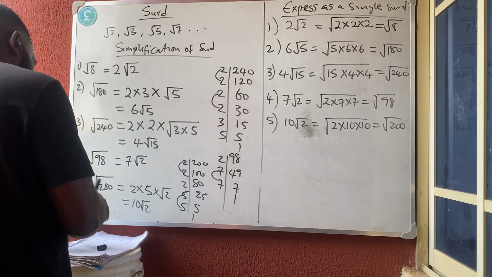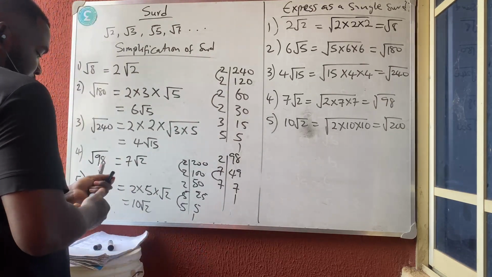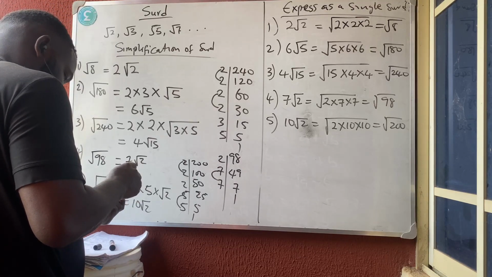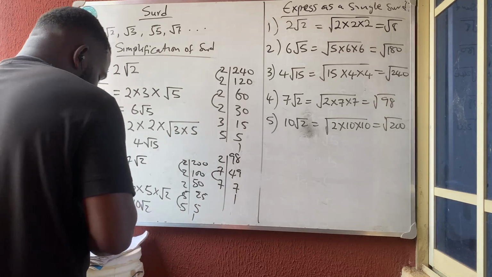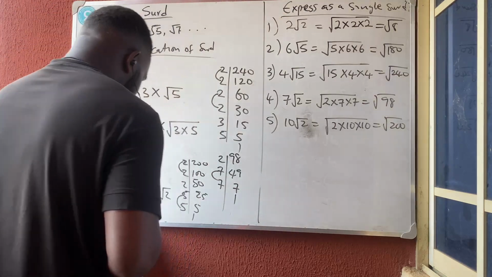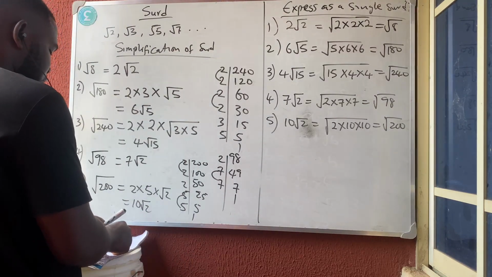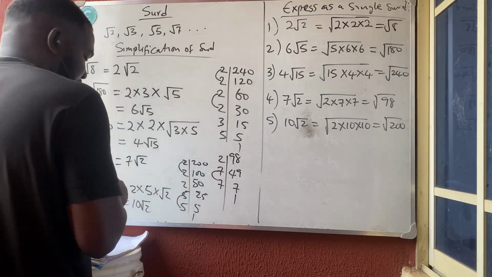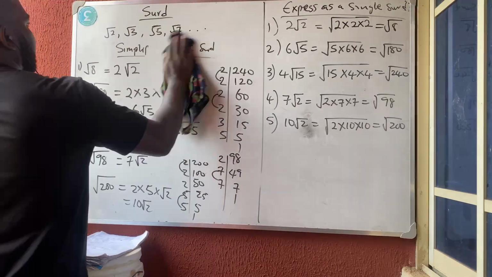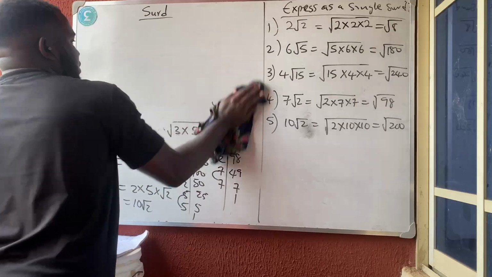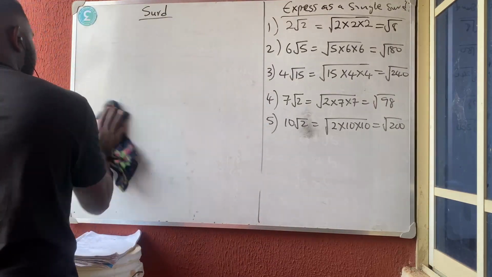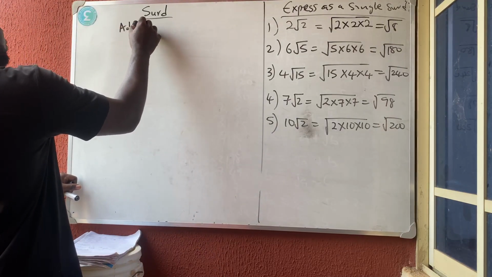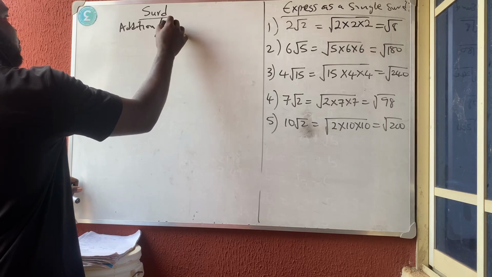Okay, so the next thing we're going to look at is addition and subtraction of surds. How do you add or subtract surds? Now, in addition and subtraction of surds, only like surds can add. What did I say? Only like surds can add or subtract. If you are not a like surd, you cannot add or subtract. Now, what do I mean by like surds? I'm having addition slash subtraction.